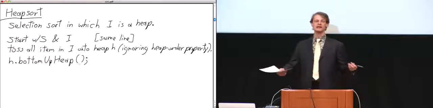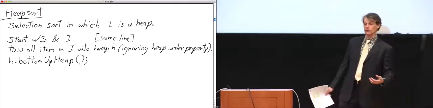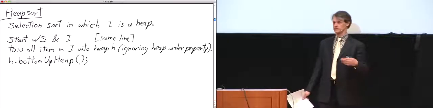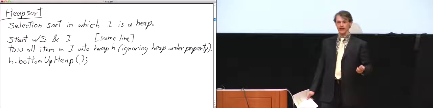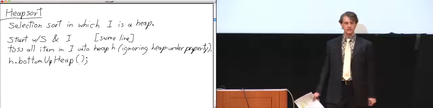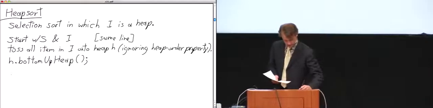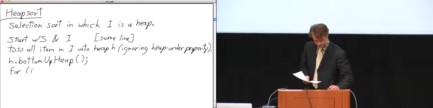Once we've got our items in the form of a heap, then we're just going to treat it like an event simulation and take items off the heap one by one, and because it's a heap, they're going to come off in the correct order. So I just need a loop that iterates n times.